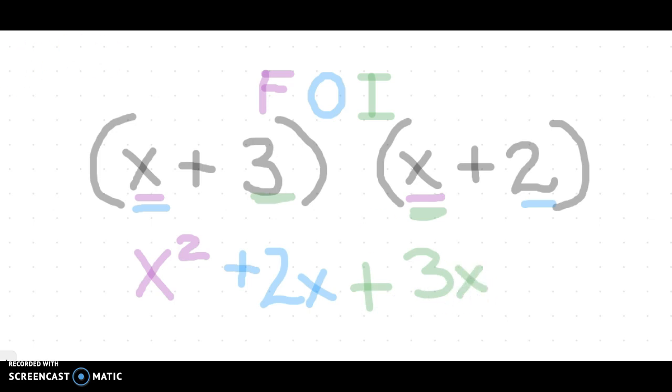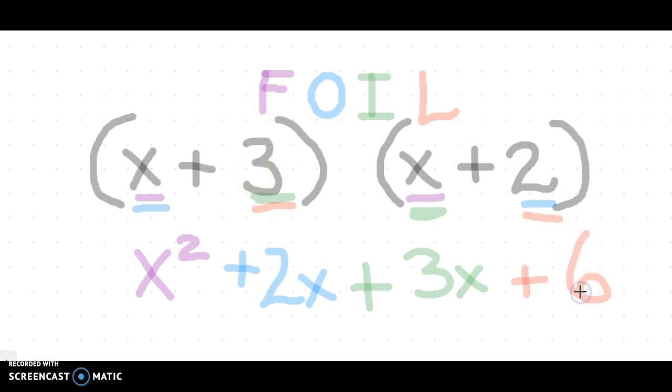Okay. And finally, let's get a fourth color. Let's be wild and go with red for L. And L, again, as you probably already have guessed, is last term times last term. Those are considered the last terms in each set of parentheses. So positive 3 times positive 2 gives me positive 6.